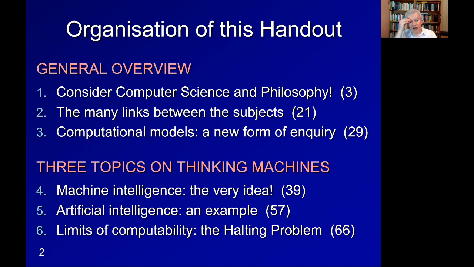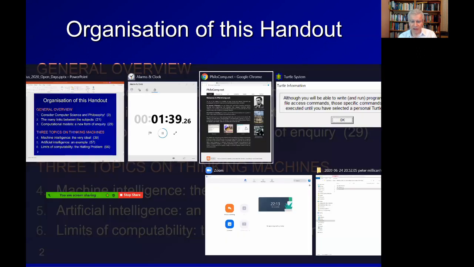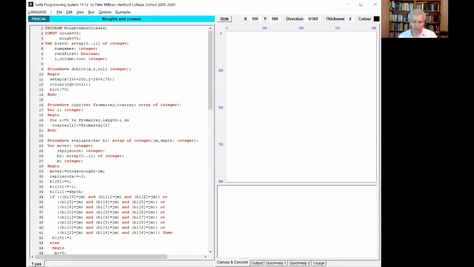Section 5, Artificial Intelligence, an example, is some slides to help you understand a concrete example of artificial intelligence, which can seem almost magical to start with. But once you know how to do it, it gives you wonderful techniques that you can use in your own programming. So let me show you the programming question.